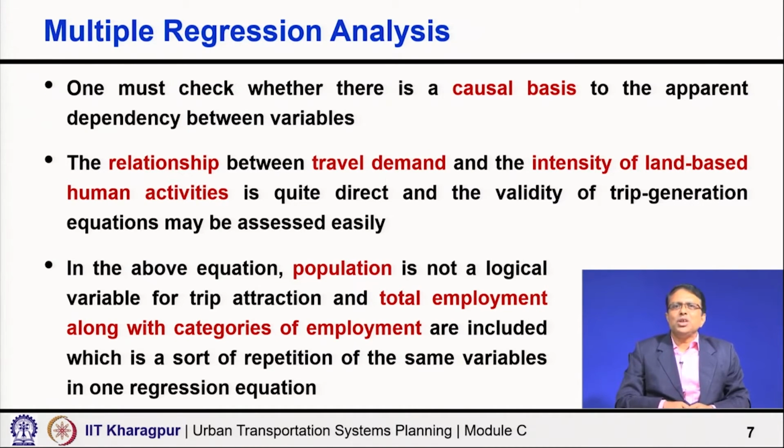In the above equation, population is not a logical variable for the trip attraction, and total employment along with categories of employment are included, which is a sort of repetition of the same variable in one regression equation. So, again there is some weightage somewhere, and similar kinds of problems. So, that is again to be avoided.